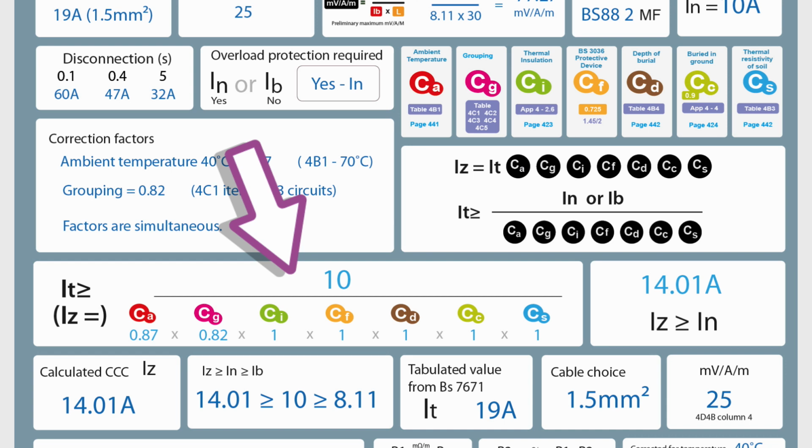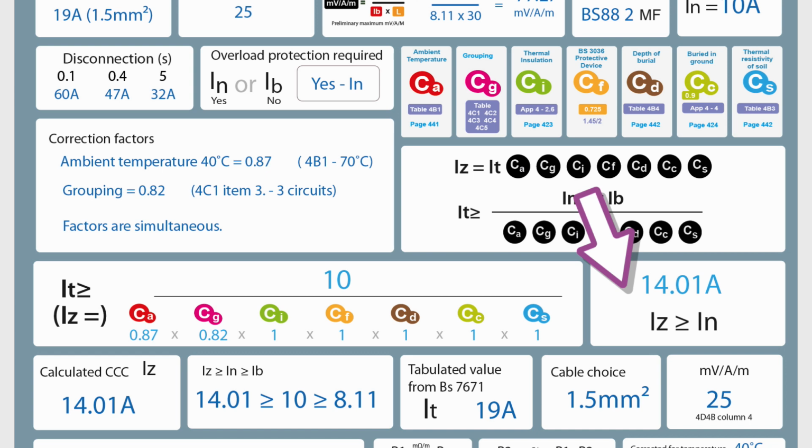IZ is the current carrying capacity for the cable under continuous use, and IT is the tabulated values we look up in BS7671. So here, our protected device IN was 10 amps, and we're dividing that by 0.87 times 0.82. These factors occur at the same time, so we include both of them. Any of the factors that are not involved, we can either times by 1, or just ignore them, don't put them in. We get a value of 14.01 amps.